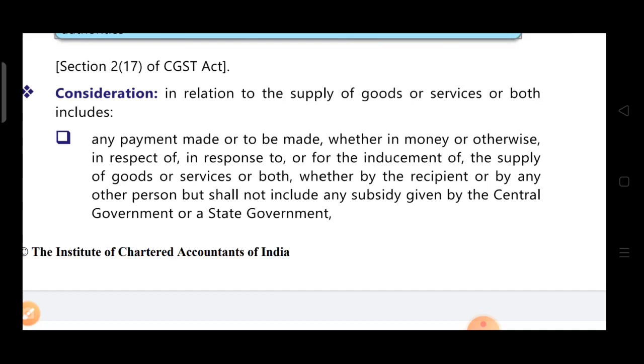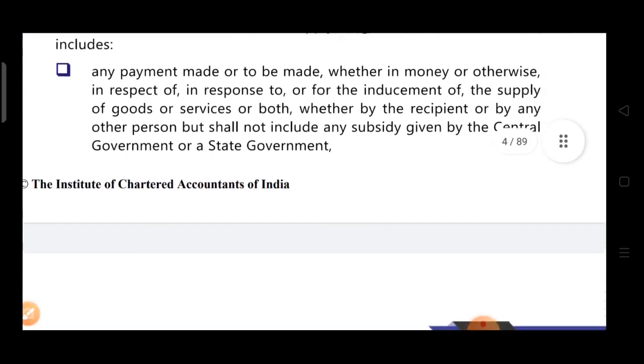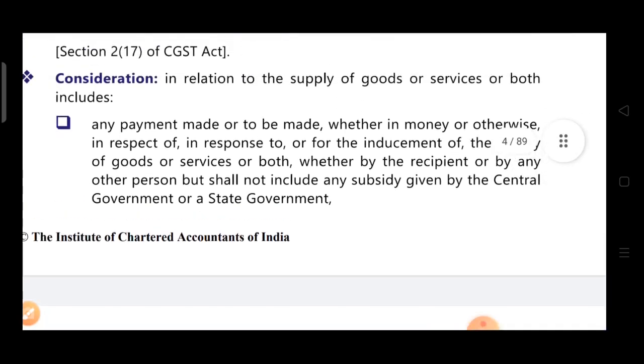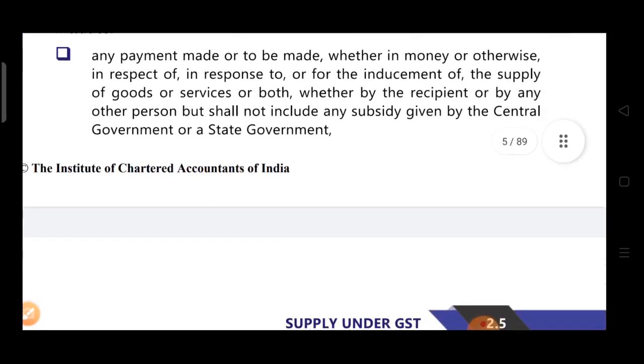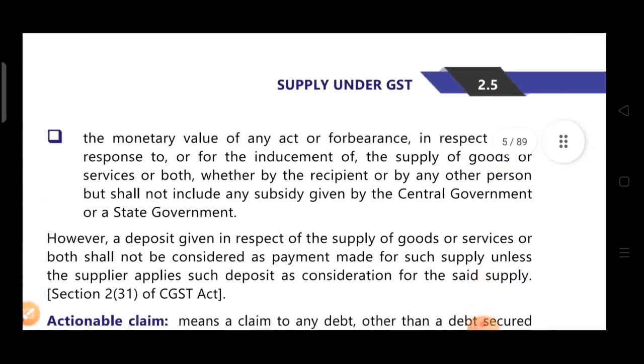Now the consideration can be in money or otherwise, in respect of the supply, and whether by the recipient or by any other person, but the consideration amount shall not include any subsidy given by the central government or a state government. Suppose any subsidy is given by the central or state government in relation to that particular supply, then that is not included in the definition of consideration. You can't say that it is a part of the consideration.